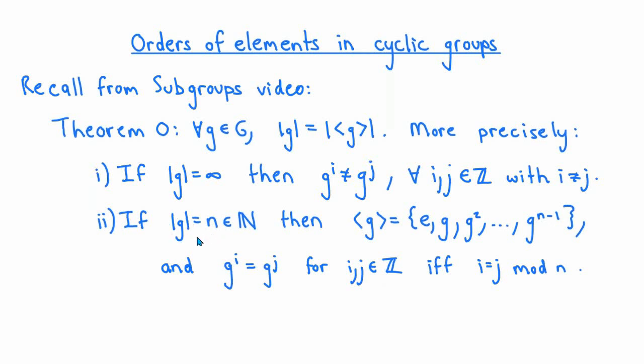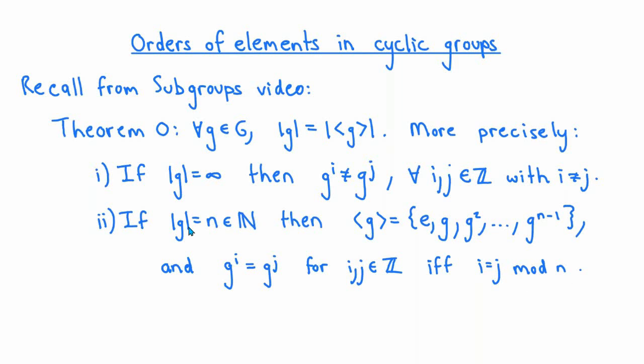And what it said is, if the order of g is little n for some natural number little n, then the subgroup generated by g consists precisely of the n distinct elements g to the 0, which is the identity, g to the 1, g squared, all the way out to g to the n minus 1. Furthermore, for any integers i and j, g to the i is equal to g to the j if and only if the two exponents i and j are equal to each other modulo n.